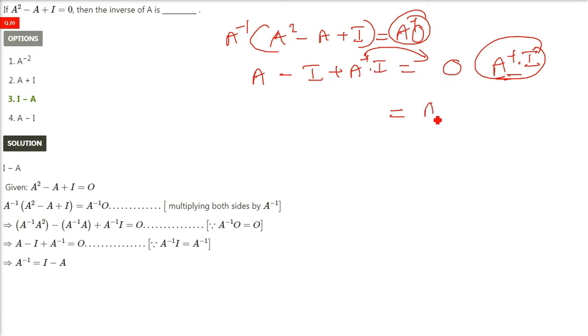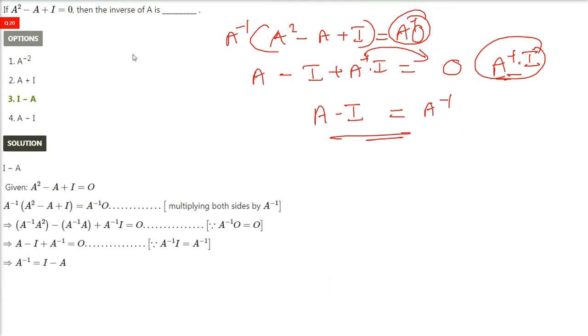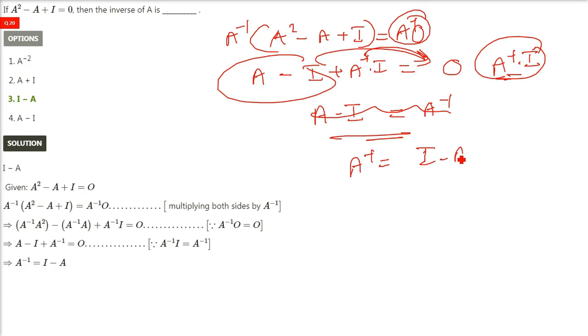This is what you see in the lower part of this screen. You see A inverse equal to I minus A. I have just made it as A inverse equals A minus I. I'll just change it because, as we have taken this on the right hand side, A inverse I will be equal to I minus A. So this is the correct answer. Third one is your correct option.